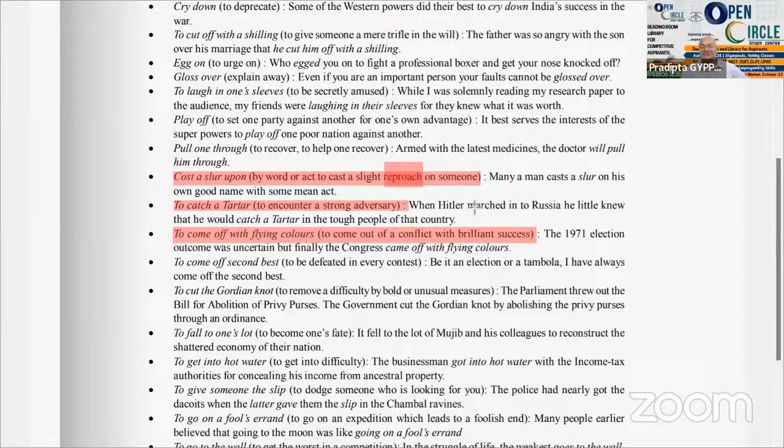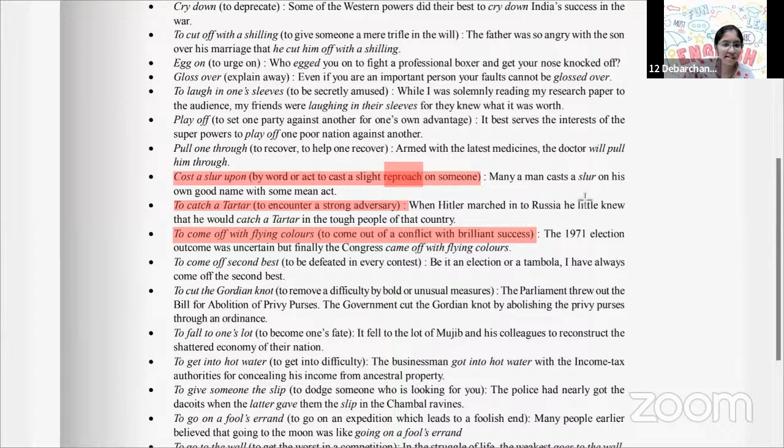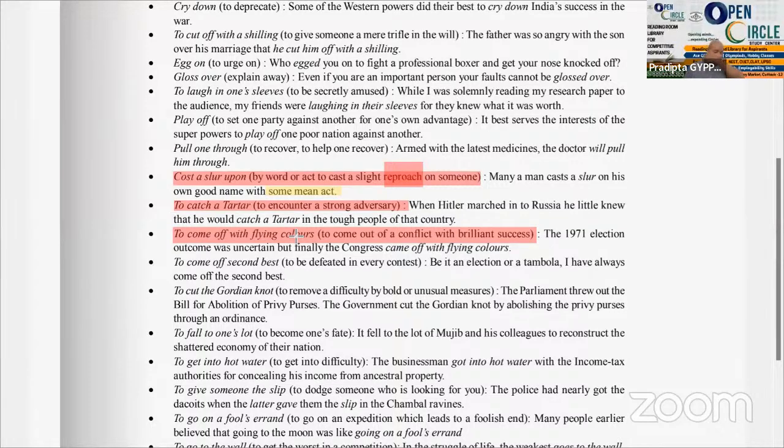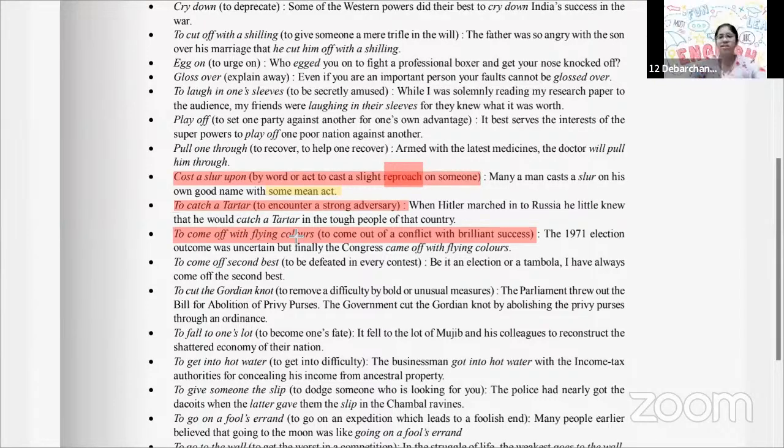So now sentence meaning बताओ क्या है? Many a man casts a slur on his own good name with some mean act. So this sentence means many people do bad to their own name. What do you mean by mean act? उनका लालची और jealous act. Kind of selfish act. Okay. Yes sir, yes. So now tell me the meaning.